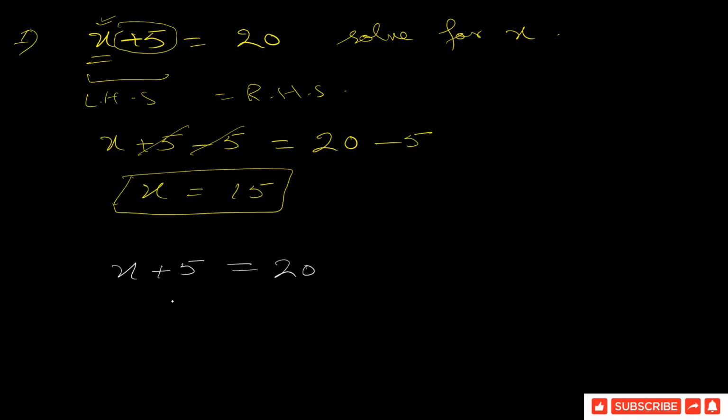Rather than subtracting 5 from both sides, we can also say that we are taking 5 from the left side to the right side. So then it becomes 20 minus 5. Like it was positive on the left side, when it moved to the right side, it becomes minus. So the opposite of plus is minus, the opposite of multiplication is division. Again, this becomes easier for us. 20 minus 5 will be 15. So it's up to you, whatever method you use.